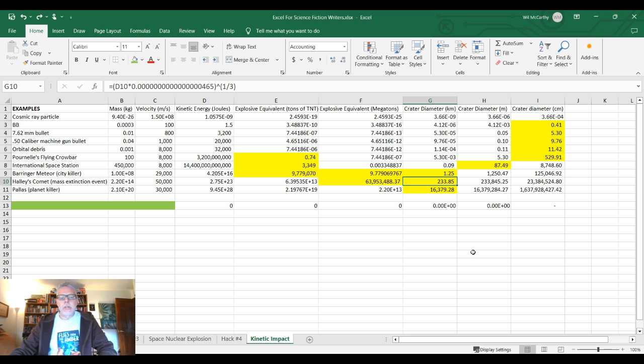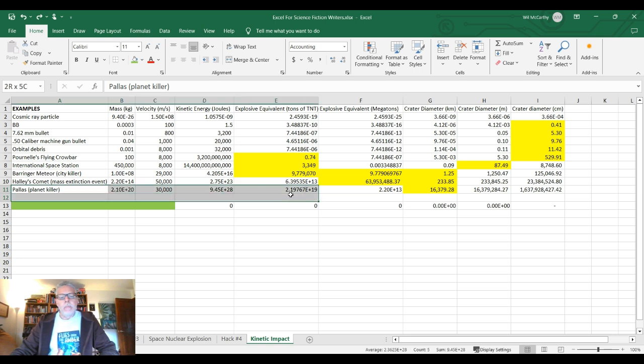So this isn't just a city killer. This is a mass extinction event. This is a dinosaur killer. This actually would be even more damaging than the meteor that killed the dinosaurs. That gave us a crater that was certainly less than 200 kilometers across, about 180 kilometers, if memory serves correctly.